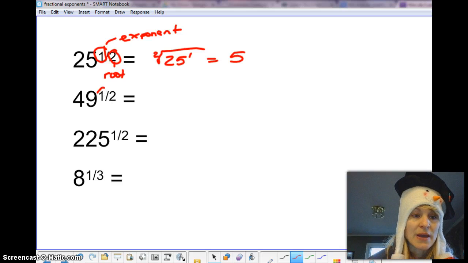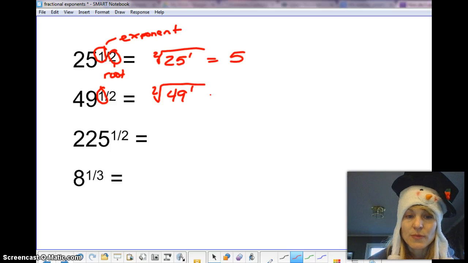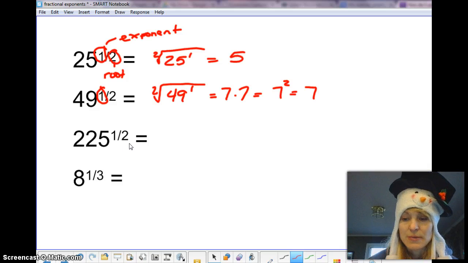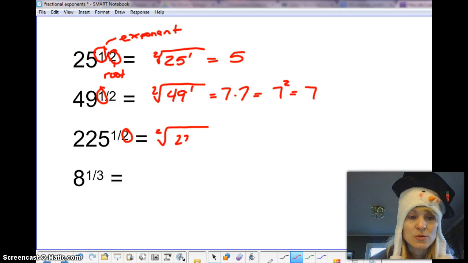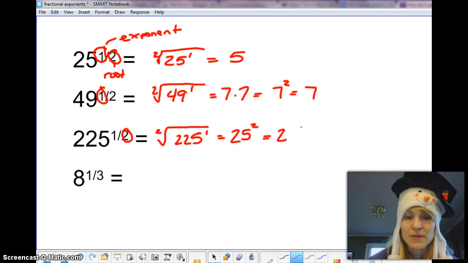Same thing here. This is my exponent of 49 right here. This is the root. So I have the square root of 49 to the 1 power, which hopefully we know is 7 times 7, which would give me 7 squared, which gives me a square root of 7. So same thing for this one. This is the root of 2. So I would have the square root of 225 to the 1 power, which is just 225. And so that, I believe, is 25 squared, which would give me an answer of 25.